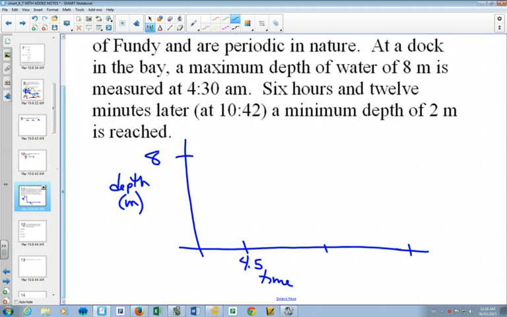So 6 hours and 12 minutes later, 10:42. How am I going to write that? How do we get the 0.7? If we do 42 divided by 60, this reduces to 7 out of 10, which is 0.7.